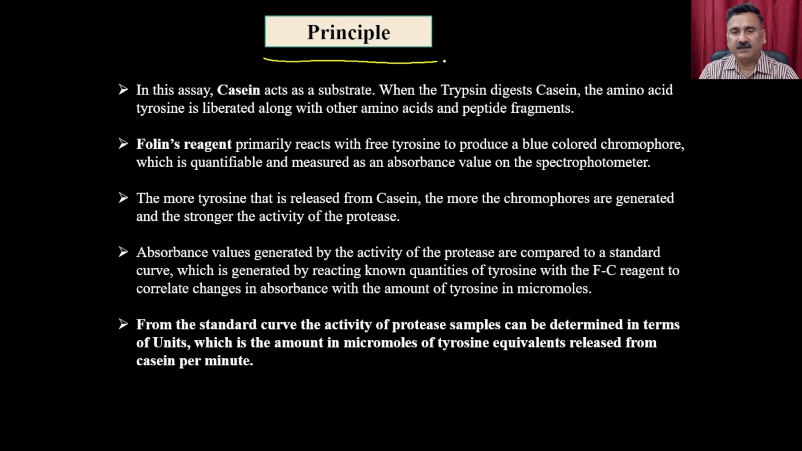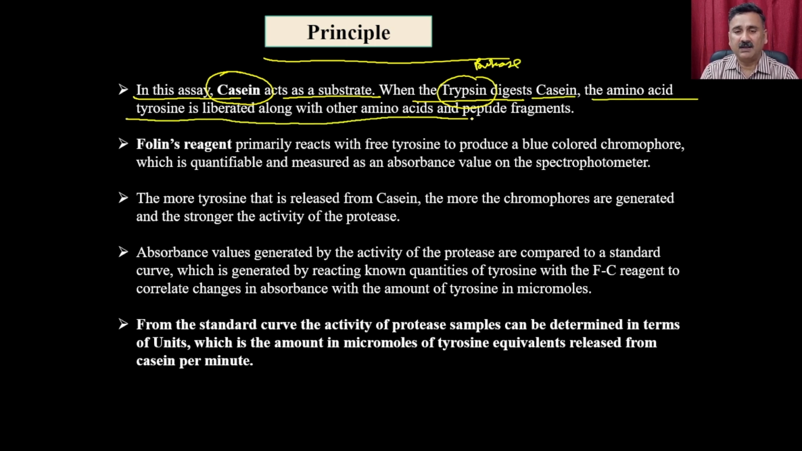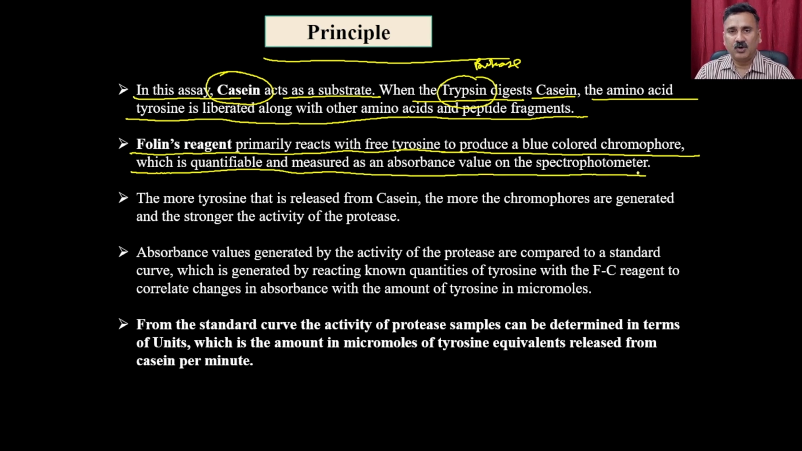So what is the principle of this assay? In this assay, the casein, which is a protein, acts as the substrate. When the trypsin, which is a protease, an enzyme, digests the casein, the amino acid tyrosine is liberated along with other amino acids and peptide fragments. Since the tyrosine is liberated, you can use the Folin's reagent to detect the free tyrosine, which gives you a blue color reaction that you can measure using a colorimetric assay.